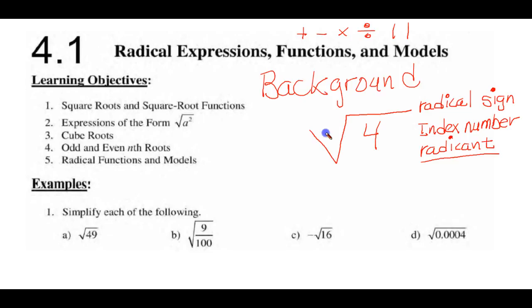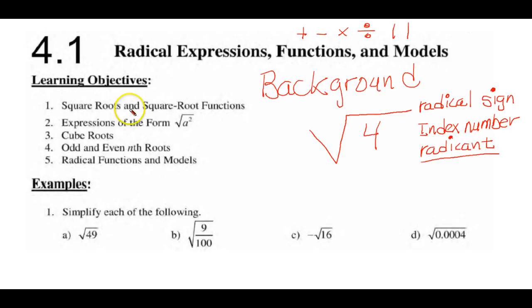Now, other index numbers can be found there as well. For instance, 3. This would indicate take the third root of 4. And others are found there as well. You can have any number here, 7 or 4 or whatever. So whatever number is there, that's the index number. If there is no number there, it's a 2. That is the square root of something. So once again, the radical sign, the index number, and the radicand.